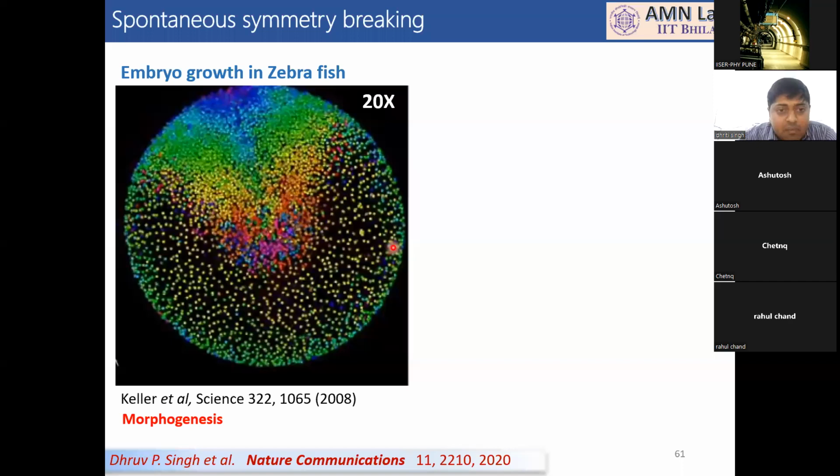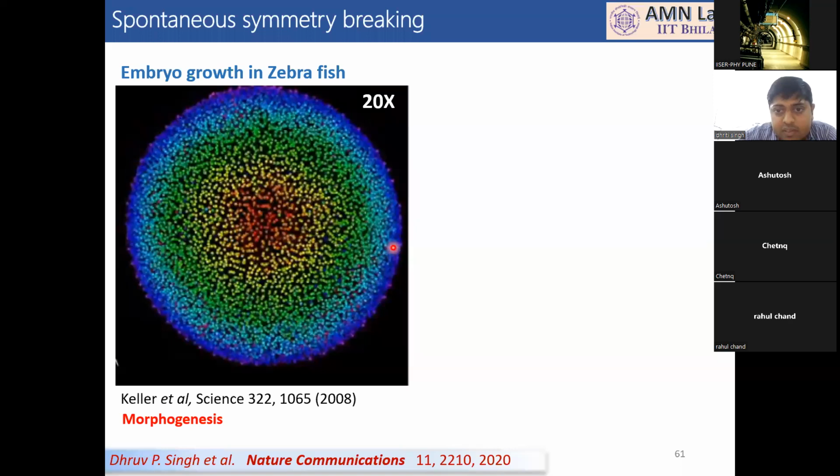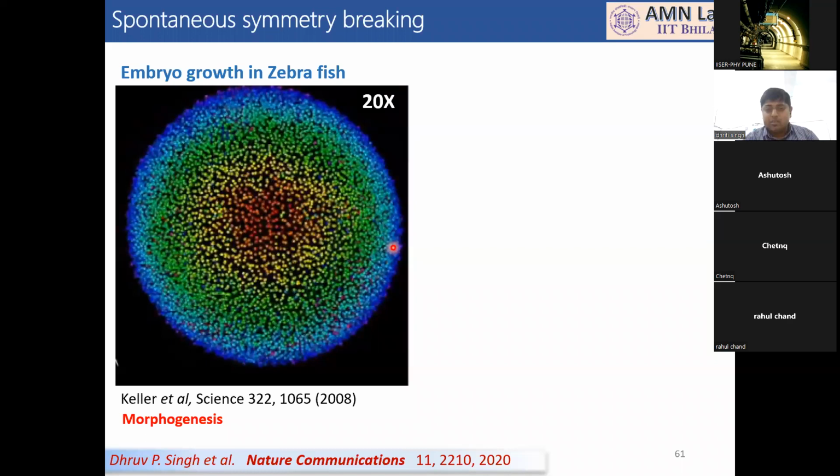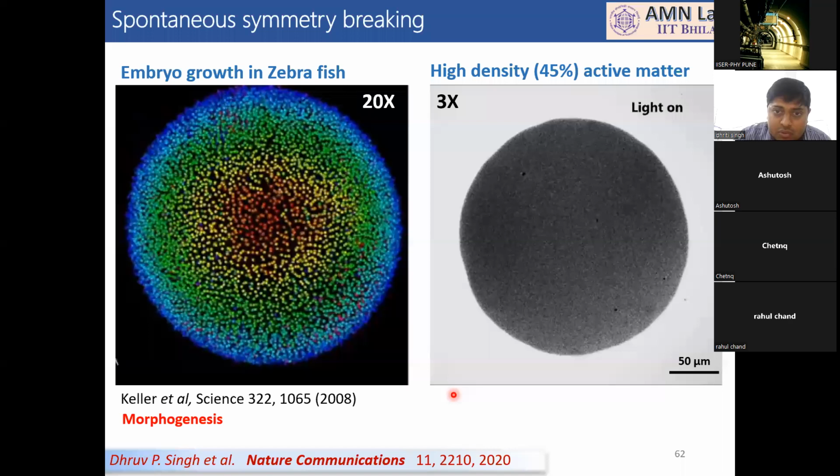when we turn the activity on here, we saw a very similar thing. We saw that they spontaneously break the symmetry and form flows, and you see they are forming a vortex, and it's almost very similar to this flow.